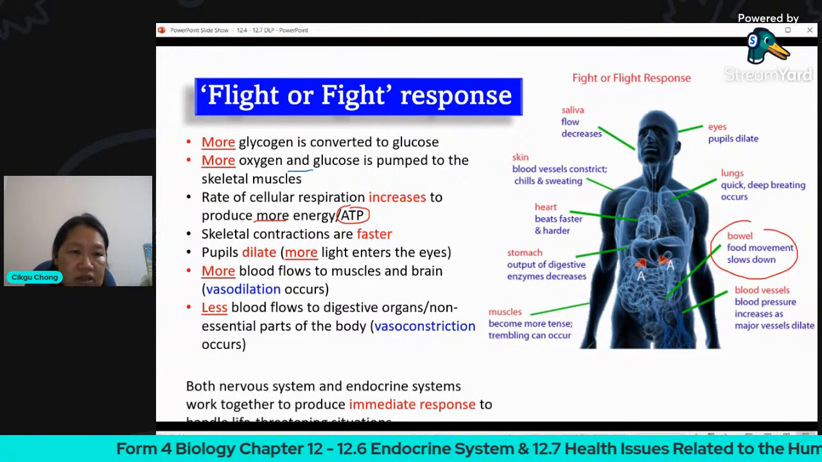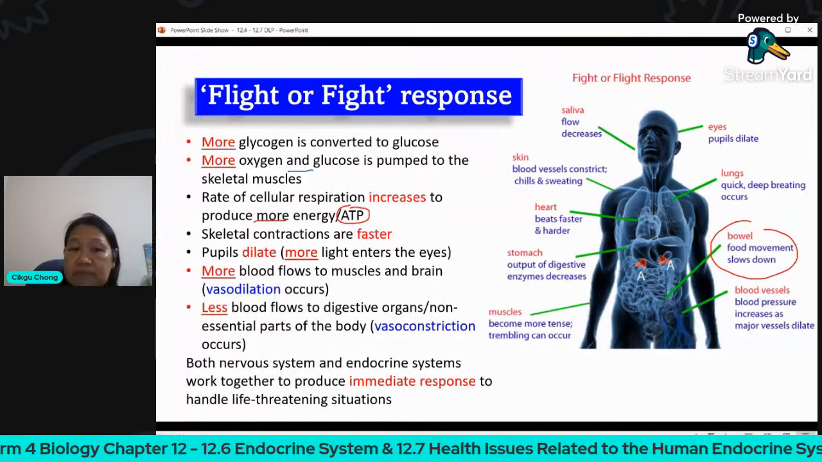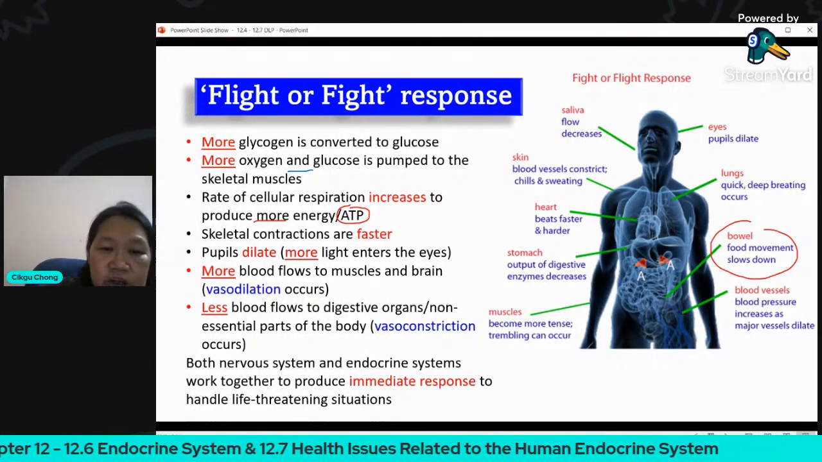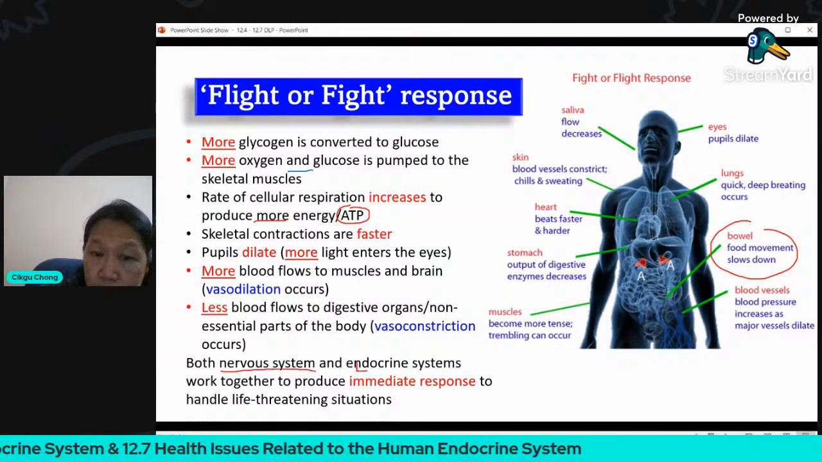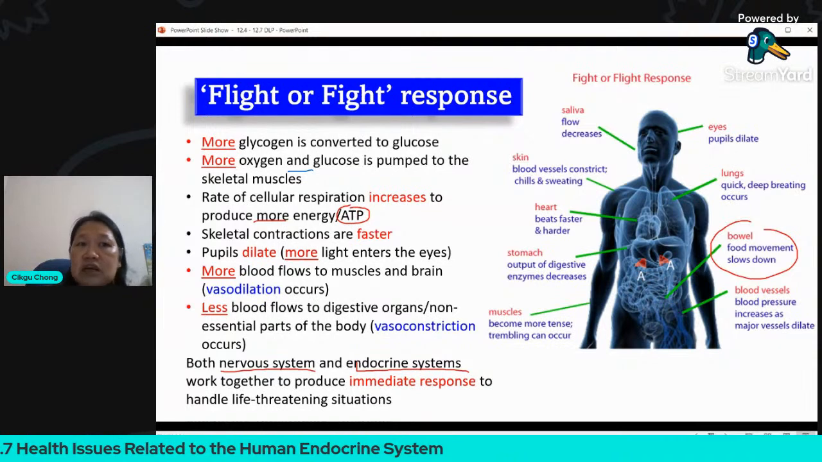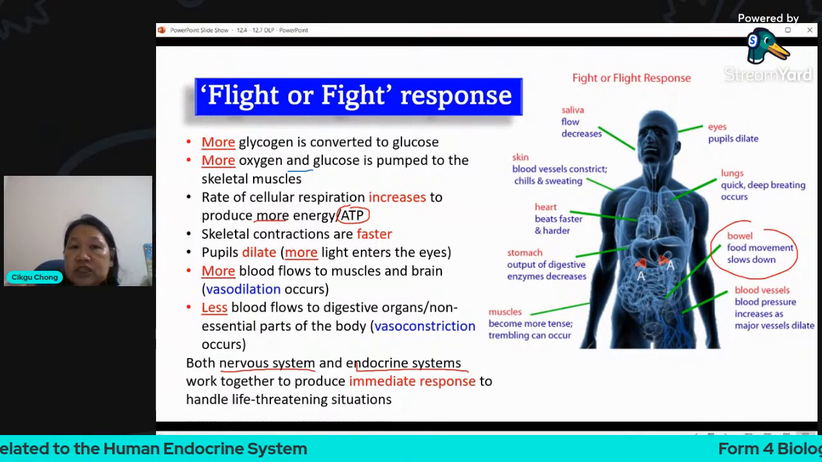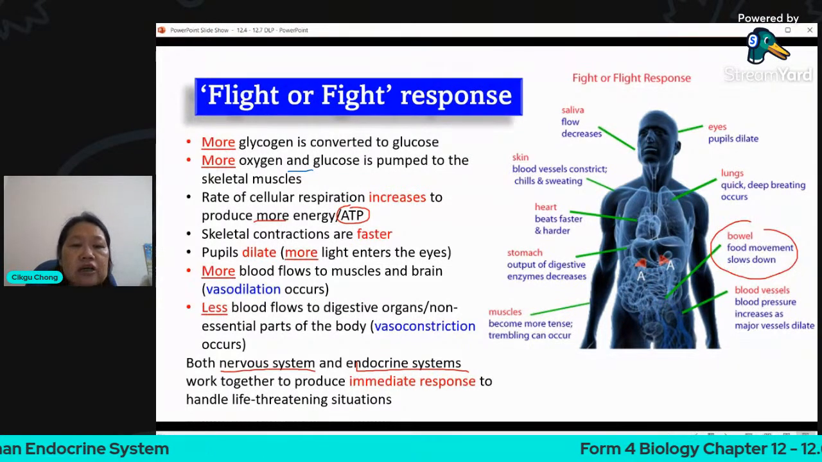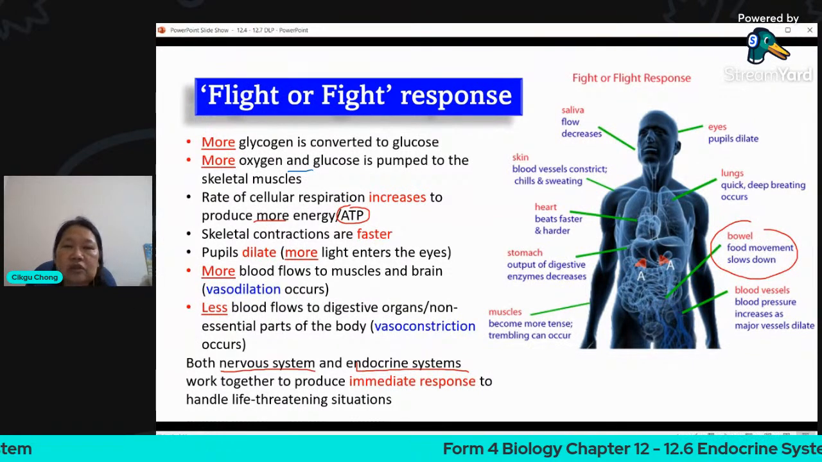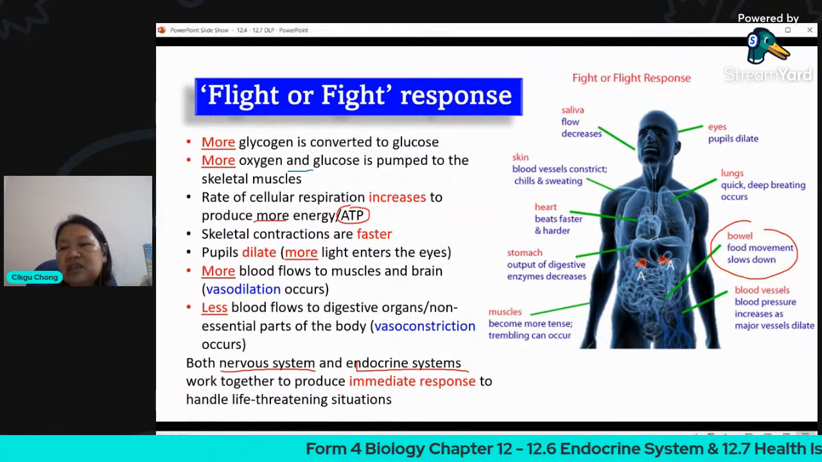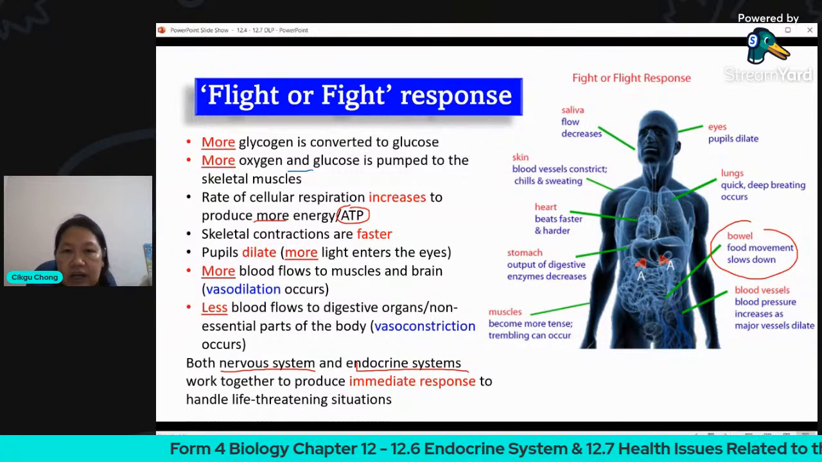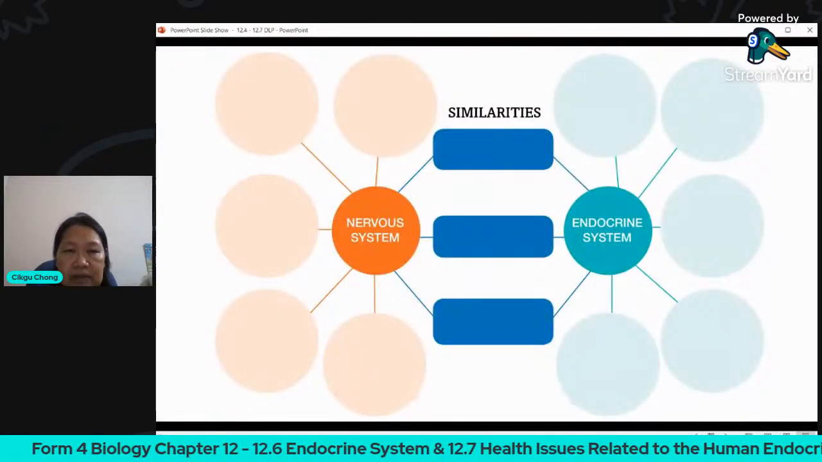Okay, and of course, right, both the nervous system and the endocrine system. So you can see, you must talk about both. They work together. In this situation, the fight or flight response, actually, both of them are working together to produce an immediate response to handle a life-threatening situation. All right, okay.